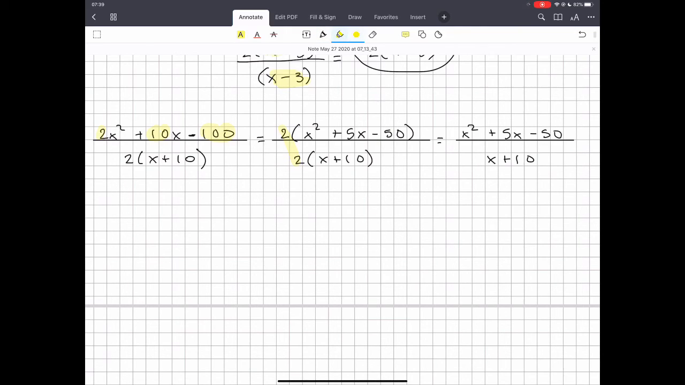So I'm going to need factors of negative 50 that add up to positive 5. So for me, that's going to be positive 10 and negative 5. So when we factor this, we have x squared plus 10x plus negative 5x minus 50, divided by x plus 10.